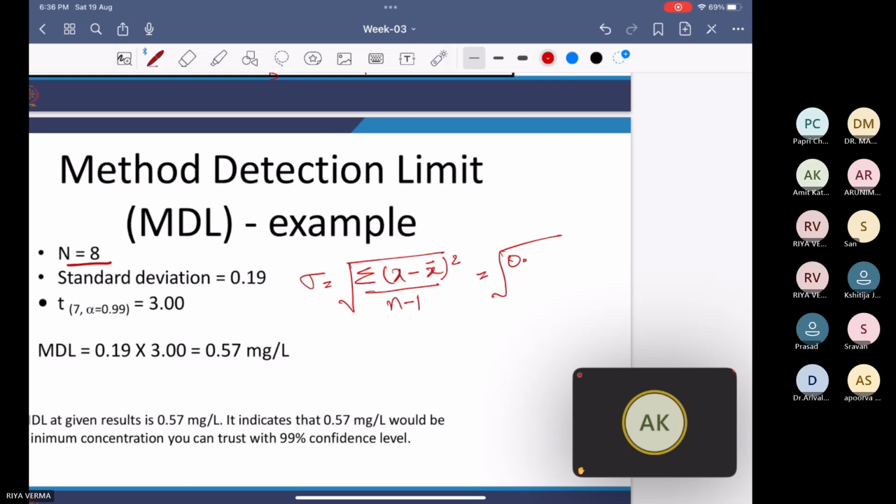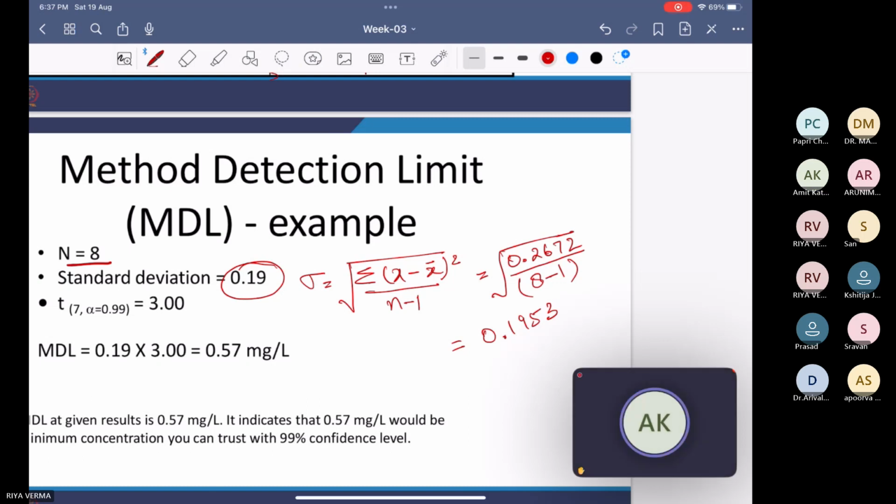मेरा आंसर तो आ रहा है 0.2672. आई होप आपका भी यही आ रहा है. Divided by 8 minus 1. N is 8, right? So this comes out to be 0.2672 divided by 7. 0.1953. तो ये स्टैंडर्ड डेविएशन आ गया 0.19.